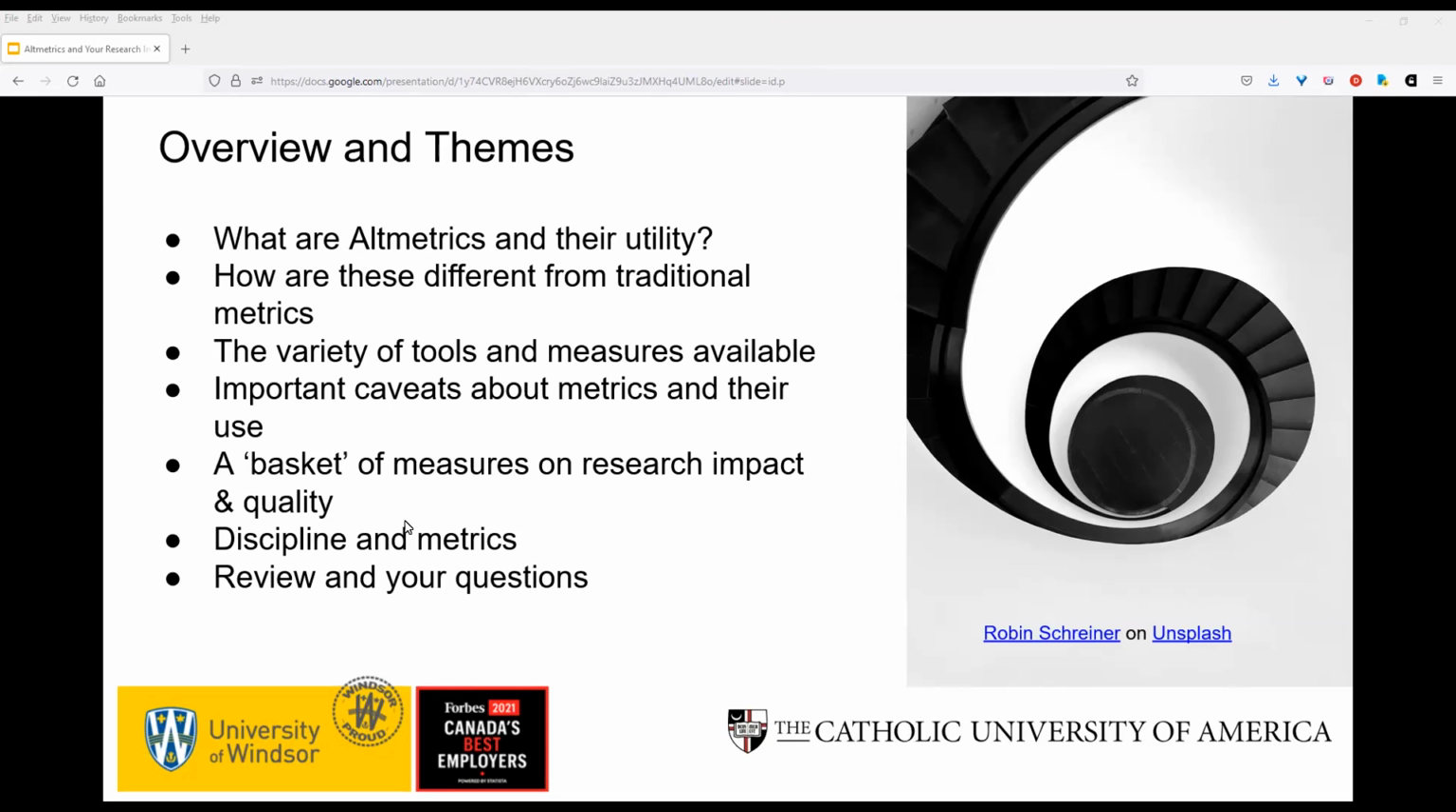And what we'll do is compare a physicist's and a philosopher's profiles to give you a sense of how varied research profiles can be. And then at the end, we'll review what we've talked about and answer any of your questions.